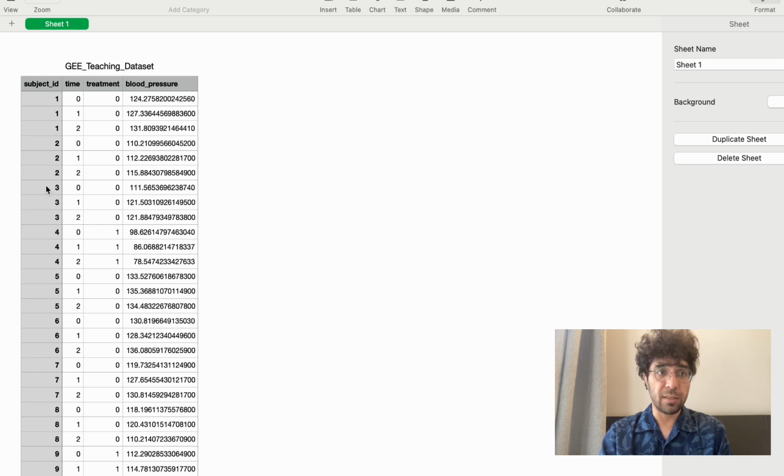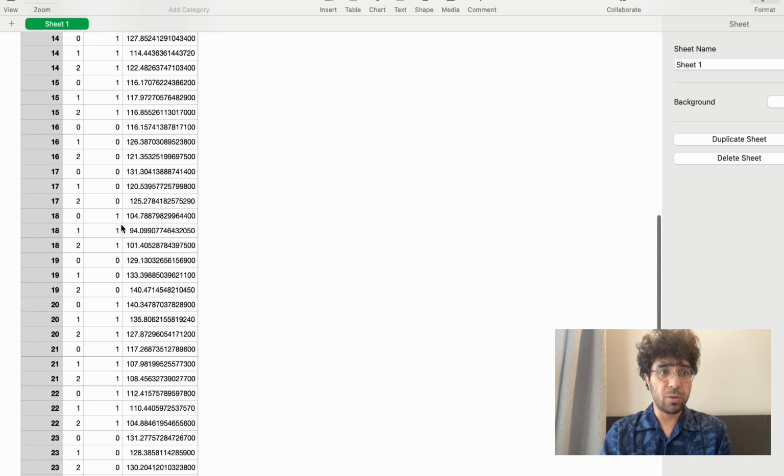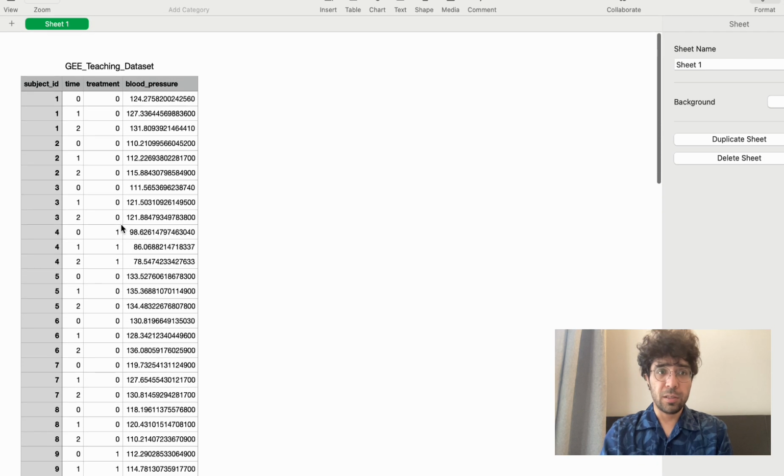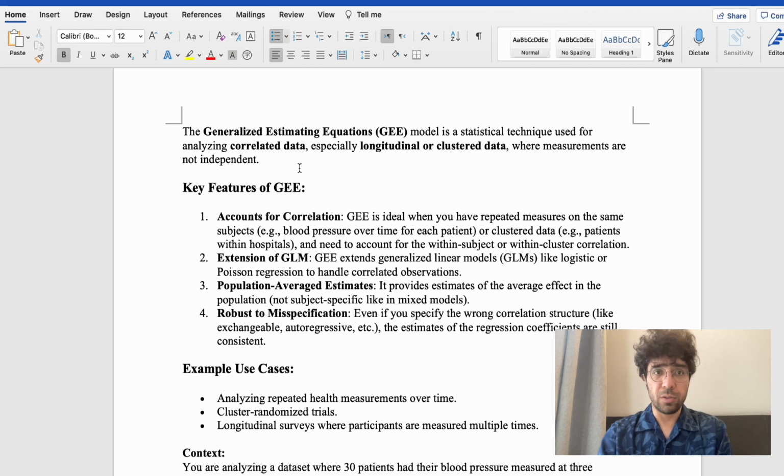You can see that the data is arranged in the long format, not in the wide format. So if you have other types of data, you should change it back to this format. Some of these people, for example patient number 1, didn't receive the treatment, but patient number 4 received the treatment. So we want to know if the treatment was effective or not.